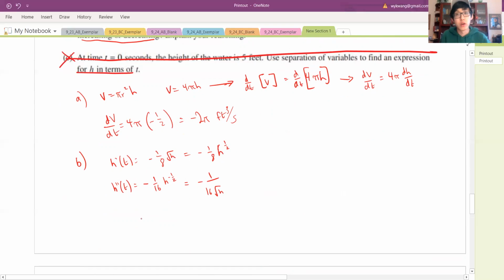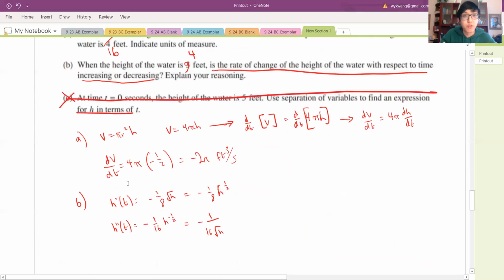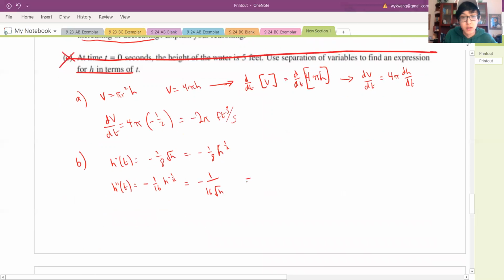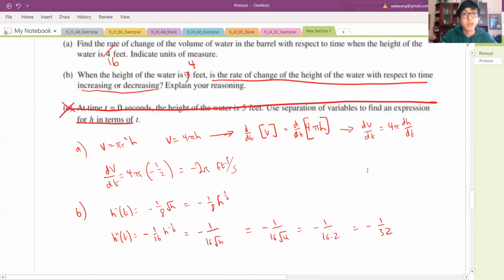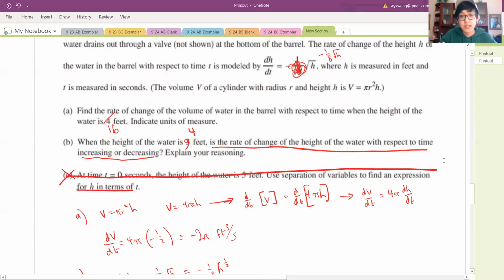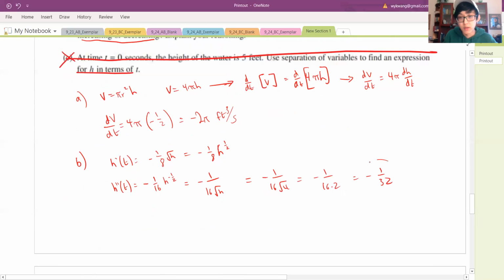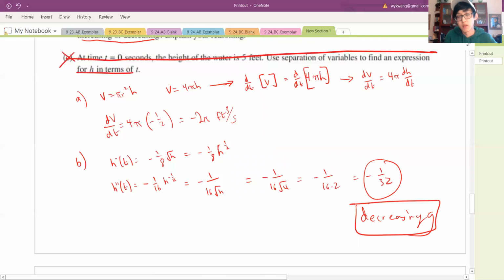It's like how much is this water accelerating almost? How much is it accelerating? So at h equals 4, it's going to be equal to negative 1 over 16 root 4, which is equal to negative 1 over 16 times 2, which is equal to negative 1 over 32. So in this case, it is decreasing because it's negative. That's all we need to know. Negative, so decreasing. Cool, we are done. We don't care about the exact rate, although we solve for it. All we need to know is that it's decreasing.